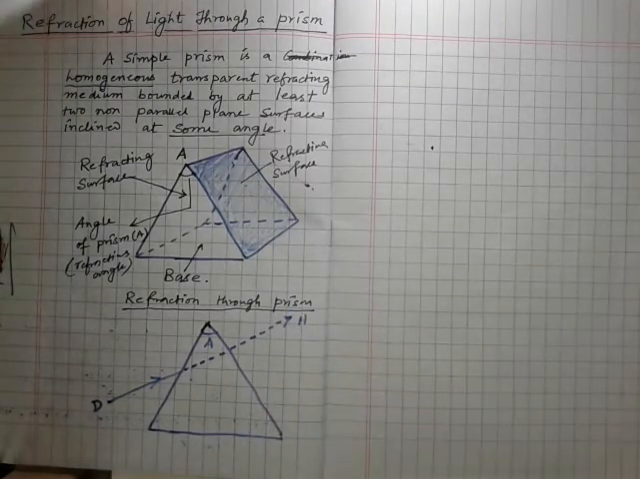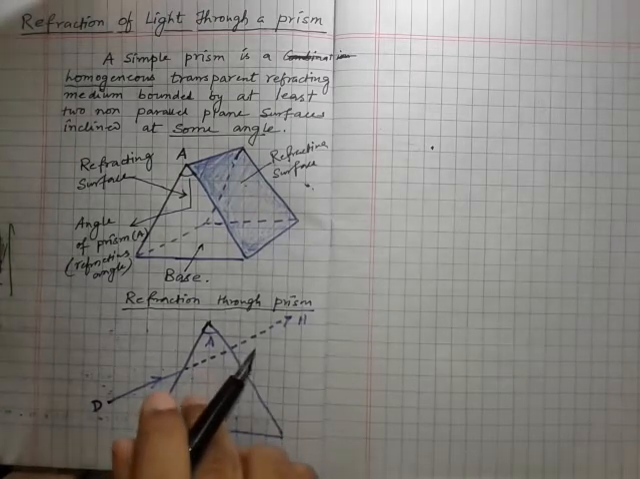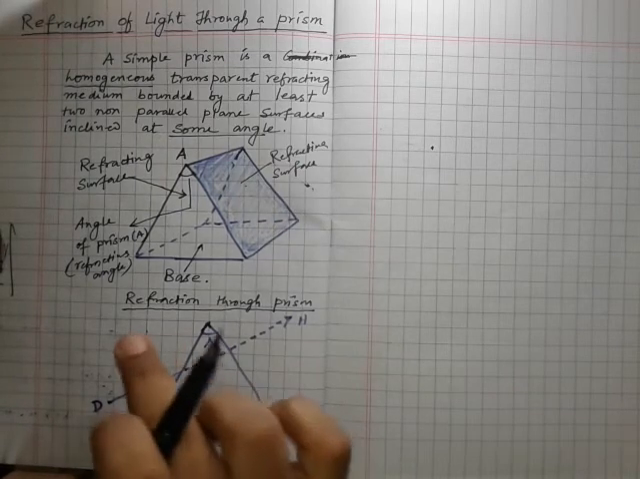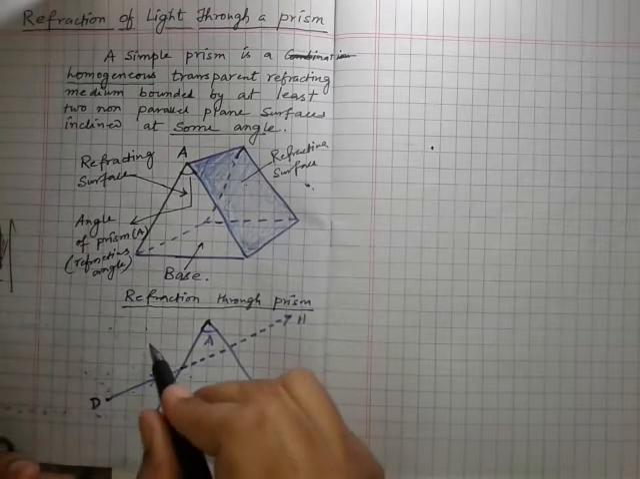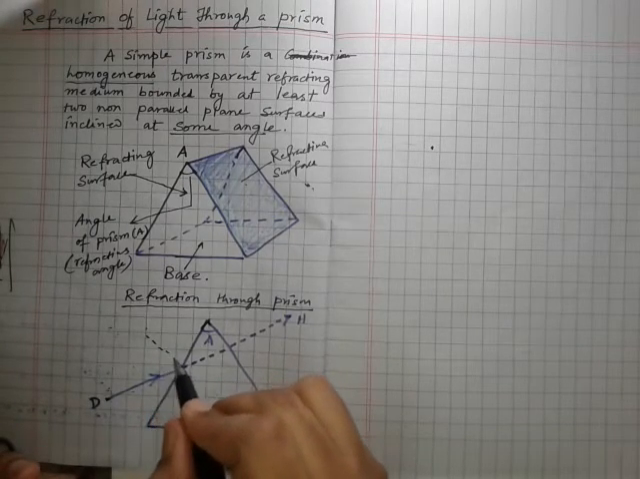Now I'm going to draw the actual ray of light, how it bends. So when the light falls, this is the glass medium, this is called the denser medium, and this is the rarer medium. So you can draw a normal here. In this part you can draw a normal, like this way. Normal means perpendicular.